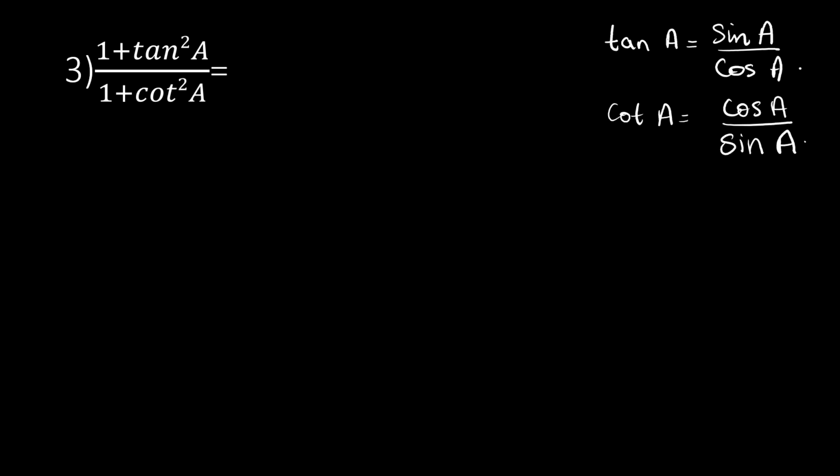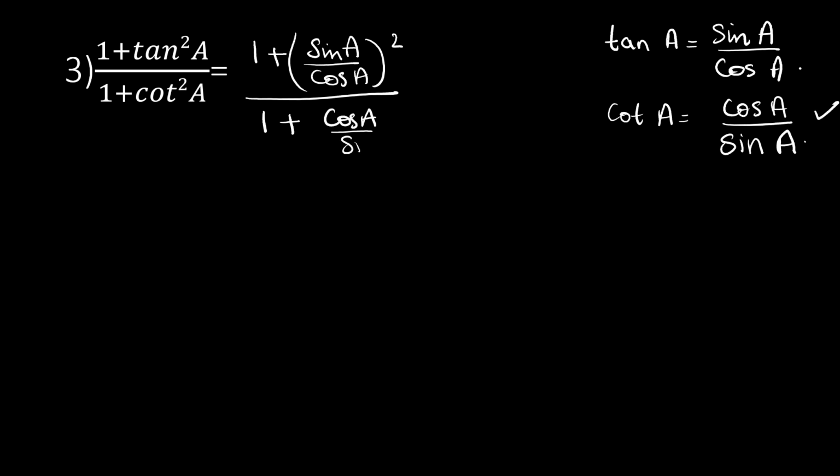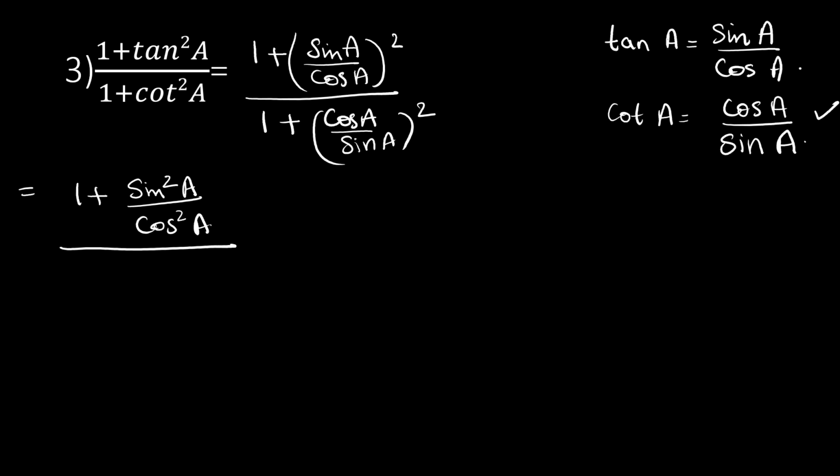Now we'll substitute: 1 plus tan square A, that is sin A by cos A whole square, divided by 1 plus cot square A, that is cos A by sin A whole square. Now 1 plus sin A by cos A whole square can be written as 1 plus sin square A divided by cos square A. In the denominator it is 1 plus cos A by sin A whole square, which can be written as cos square A divided by sin square A.